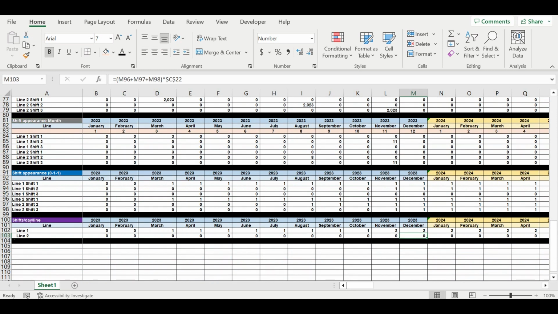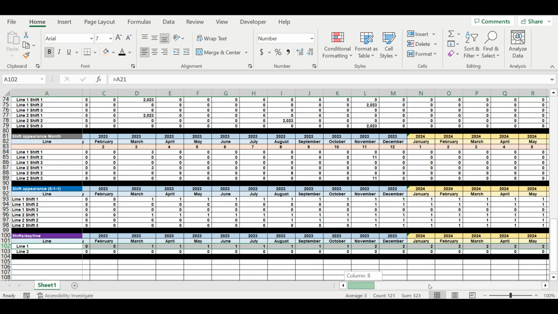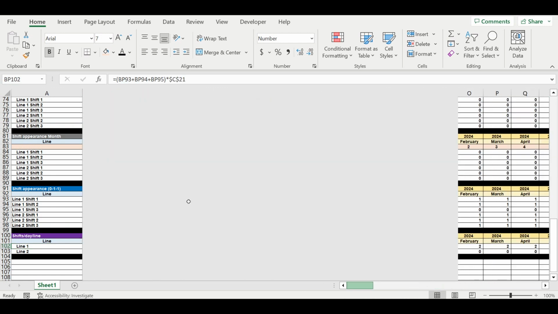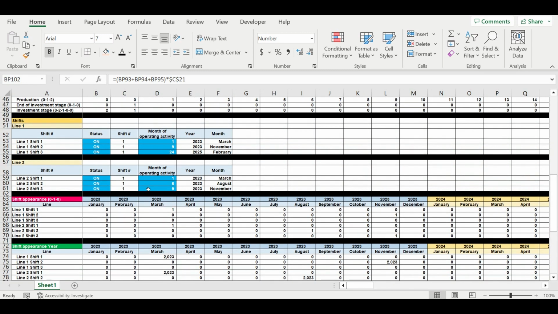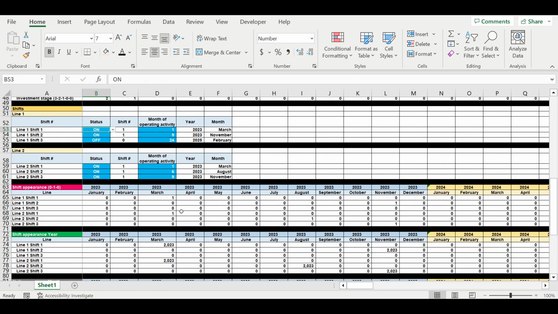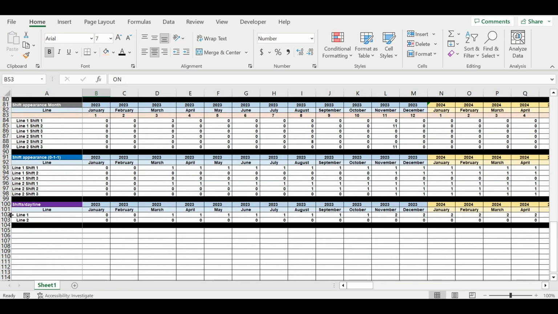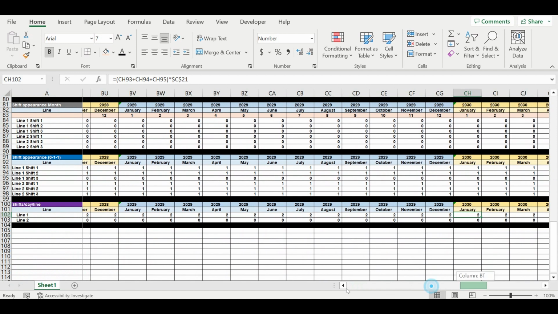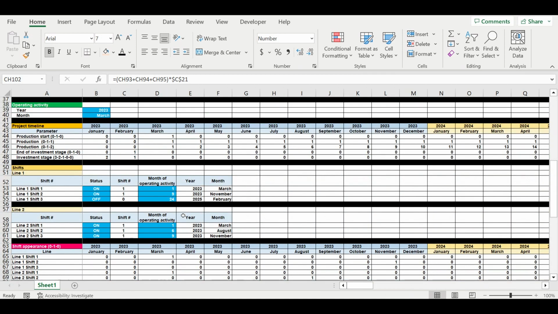Or for example, for line 1, here we have shift number 3, but I would like to take a maximum of only 2 shifts. So I will place off here, and I will see only 2 shifts available. We can go here and check, and we see that we have only 2 shifts. So now let's put the data back.